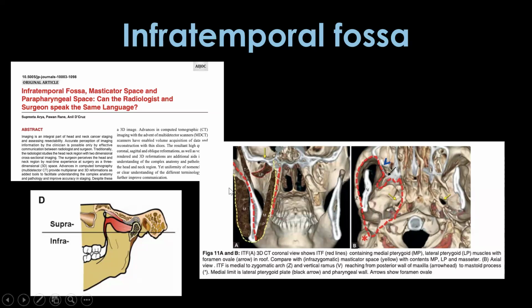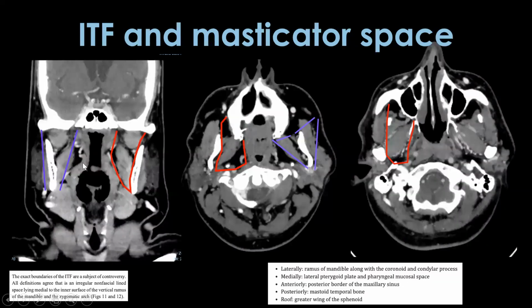So these are 3D reformats, and we can appreciate the infratemporal fossa region as well as the masticator space. I'll show that on CT scan. So these are coronal and axial images in the region of ITF and masticator space. So the masticator space is a fascia-lined space.